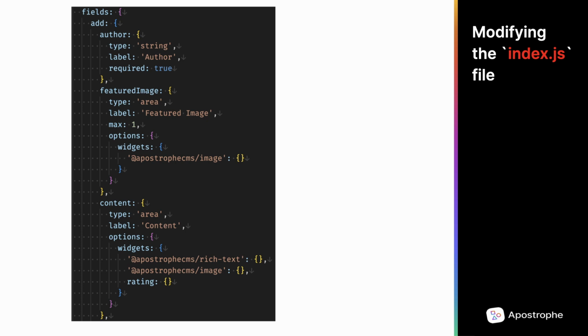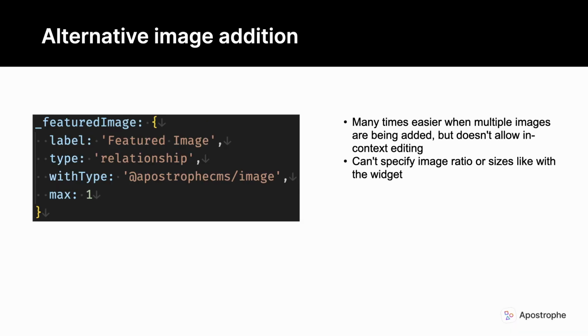First, the author of the piece. Next, a single image from the article that can be featured in any markup as featured image. And finally, the actual content, with the rich text and image widgets, along with our custom ratings widget for the author to rate the product. The featured image has an area schema field type that we are adding an image widget into for the editor to be able to add a single image.